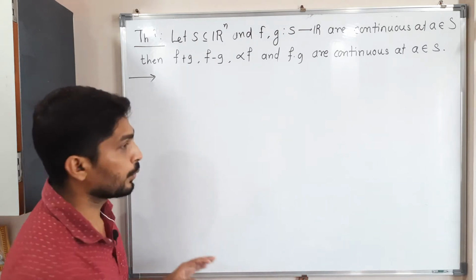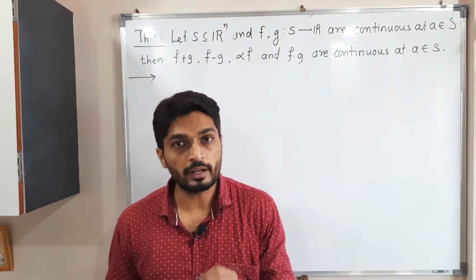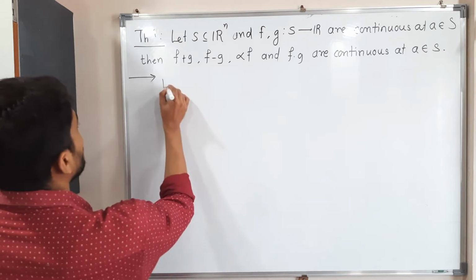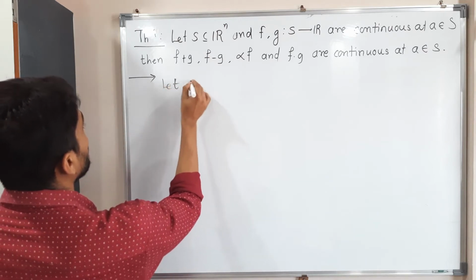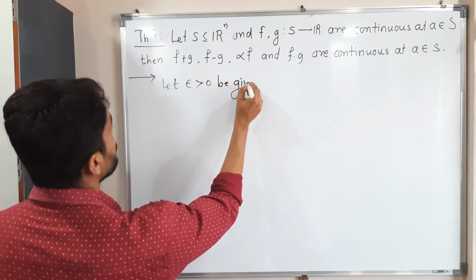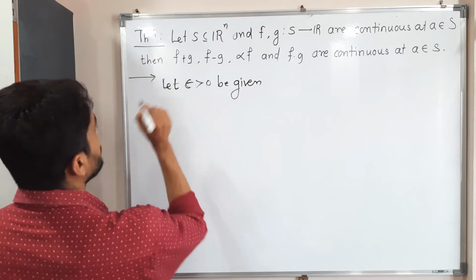As you know, the epsilon delta definition of continuity, here we require epsilon first. So I'm going to take one epsilon here. So let epsilon greater than 0 be given. I'm taking one epsilon first, right? I hope it is visible.